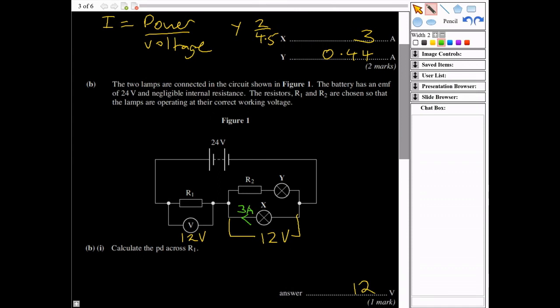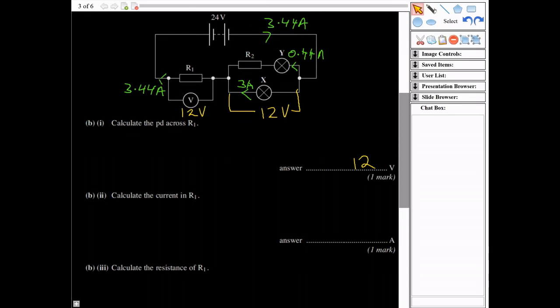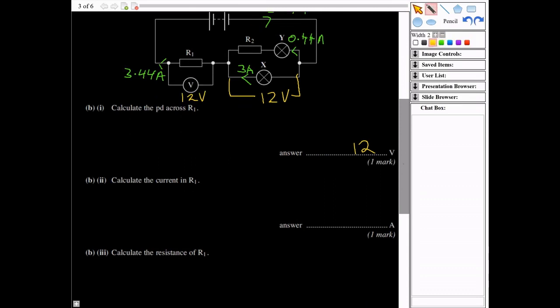And then the current through Y along here should be 0.44 amps. Now those two branches are going to flow along and they're going to meet here. So as we come along around here, we should add those two together and we should get 3.44 amps. Also along here, we would get 3.44 amps because they would have to divide up at this point here. 0.44 going this way, 3 going this way. So the answer to that one would be 3.44.